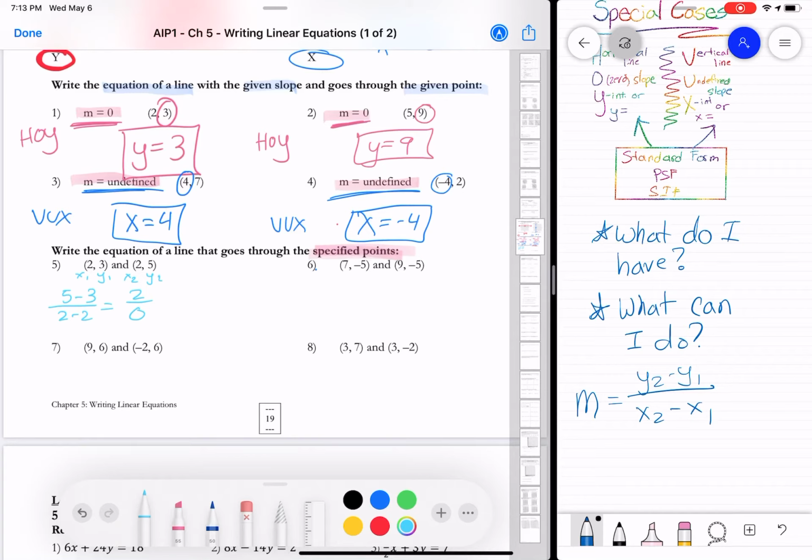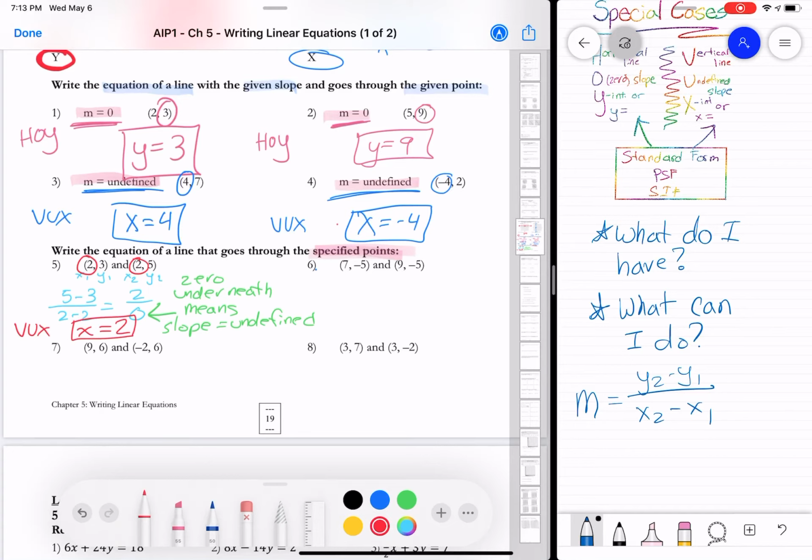Oh, wait. What did we say? 0 underneath means slope is undefined. So that means it's going to be a Vux, right? So our equation is going to be x equals, hey, what do you notice? Both of my x coordinates are 2. That could also be a hint for a vertical line or a horizontal line, like a special case. So then in this case, it's x equals 2.